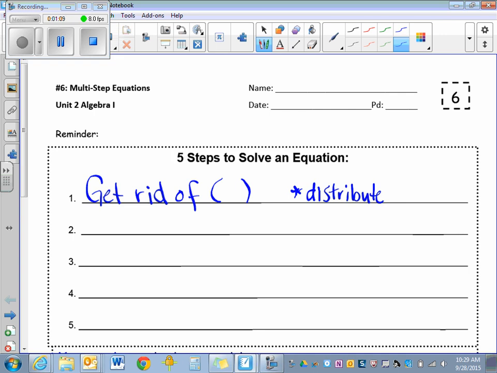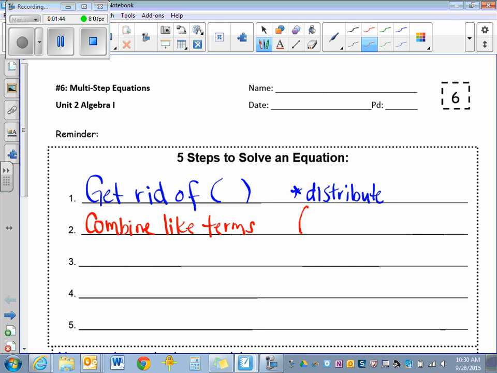All right, our second step, and honestly, you might not have parentheses, you might jump to step 2, but our second step is to combine like terms on each side of the equation. So combine like terms. And again, if you're struggling with what like terms are, you need to come get help with that because that is not going away. In fact, that's going to be in pretty much every single lesson we do from here on out. And it's also in geometry and also in algebra too. So make sure you're understanding combining like terms.